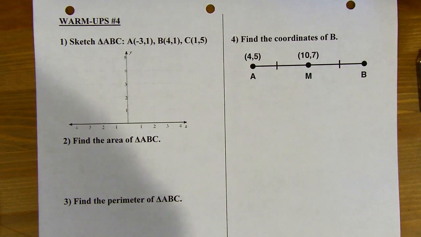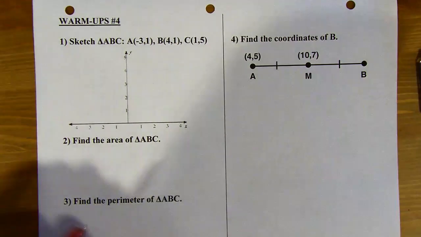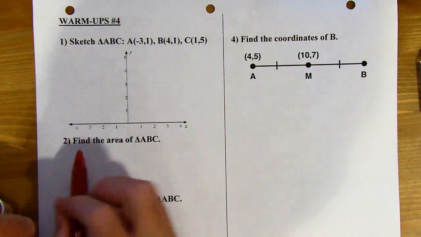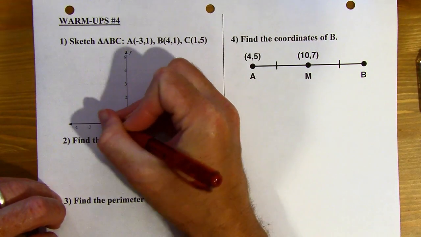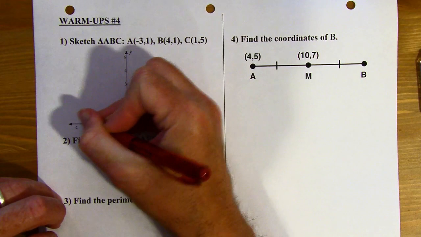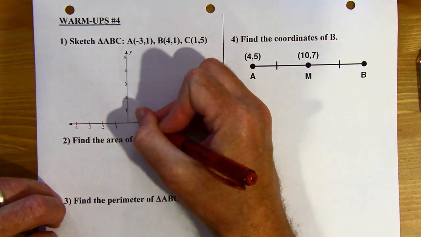All right, this is warm-up number 4 in geometry. So we're going to start by sketching a triangle. I've got this grid here. It printed out really lightly for me, so I'm going to put little ticks at those teeny little numbers just to make this a little clearer.